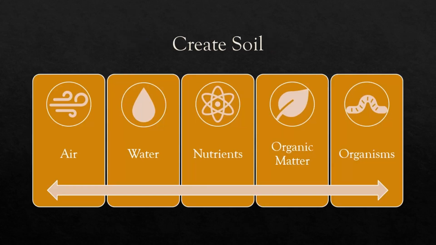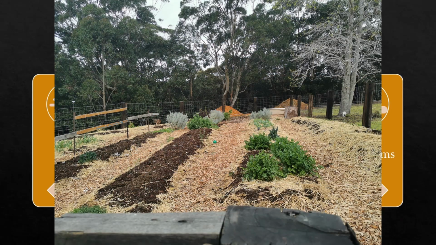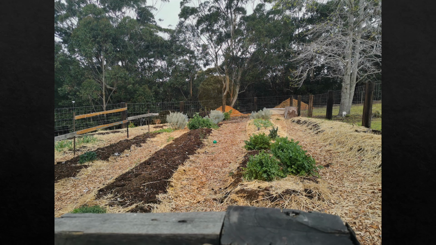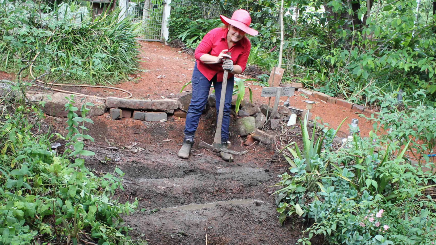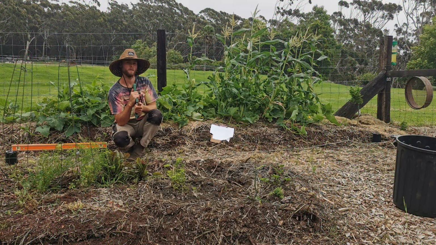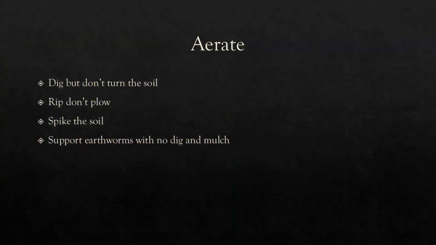If you want to create soil, we need to think about those 5 components: air, water, nutrients, organic matter, and organisms. By creating those 5 components, we will have good soil. So how do we accelerate soil creation? To aerate the soil, we could dig it, but don't turn it, because the minute you turn the soil, especially on thin soils or poor soils, what you're doing is you're killing the microorganisms and their dead bodies become fertilizer. But we can't afford to do that in thin soils like Australian soils.